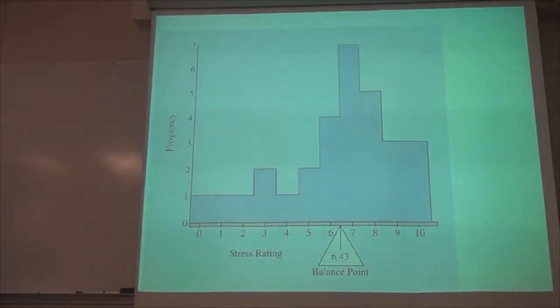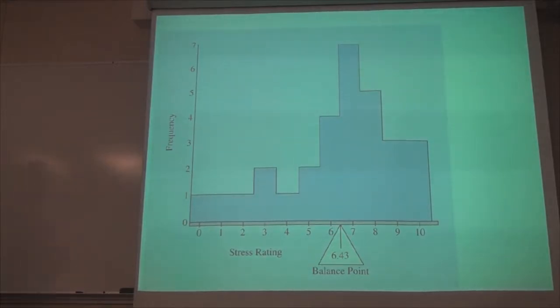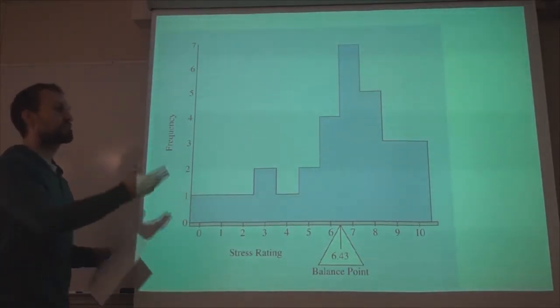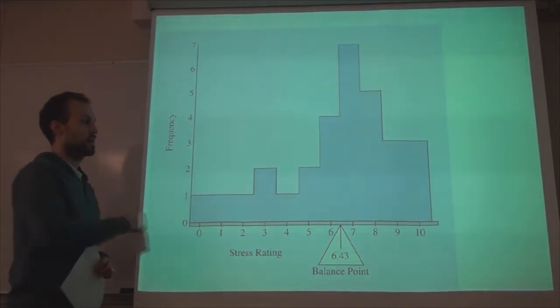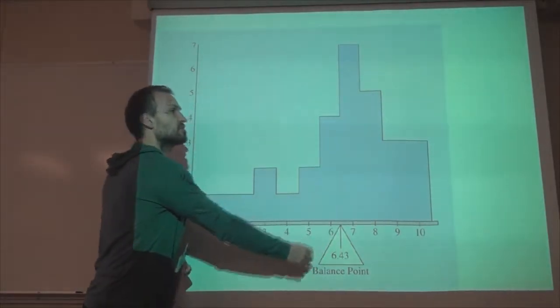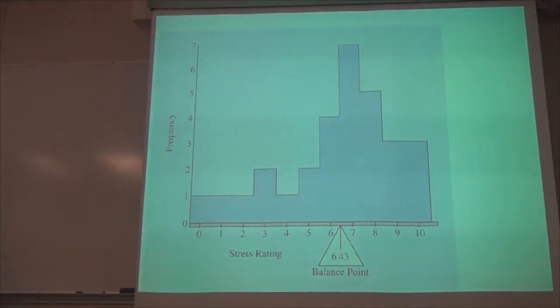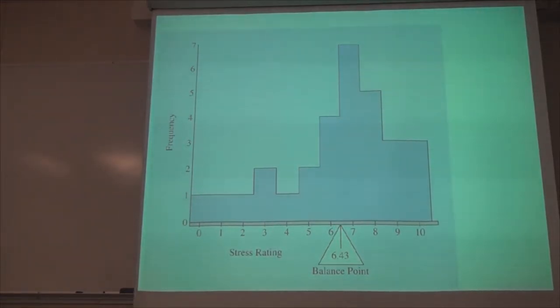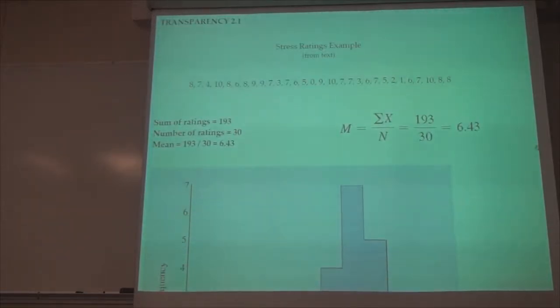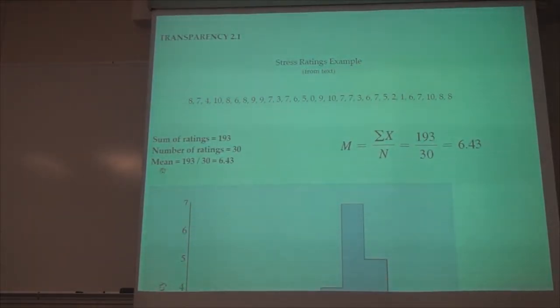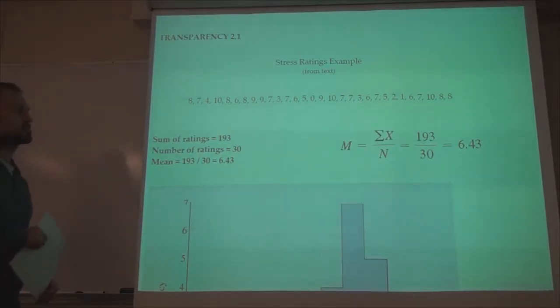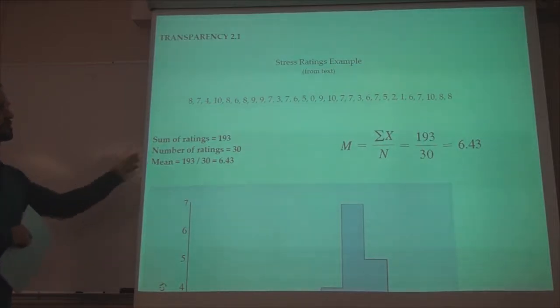Sometimes someone will get a high stress rating, sometimes someone will get a low one. But on average, it'll balance out, and the center value, the middle value that occurs most often, is somewhere in the 6.5 range. So that is what we call the average, or the mean. Mean is just another word for average. You can use either one really, but when you look at the book, they'll use the word mean.